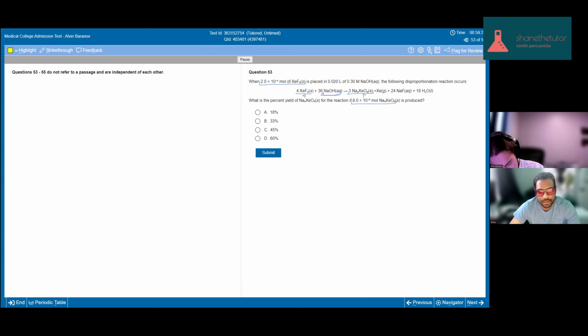So we have 2 times 10 to the negative 4 moles of the xenon fluoride, and we have, I'm just going to do this, 2e minus 2 liters times 3e minus 1 molar is 6e minus 3 moles, right?